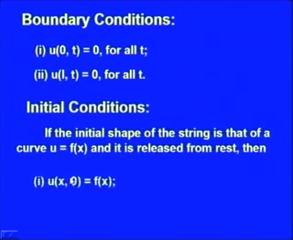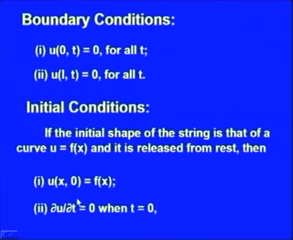The initial conditions are: if the initial shape of the string is that of a curve u equal to f x and it is released from rest, then we have u x 0 equal to f x and delta u over delta t equal to 0 when t equal to 0. Here we are assuming that the initial shape of the string is given by a curve, say u equal to f x, and it is released from rest. So, the velocity delta u over delta t is 0 at t equal to 0, and at t equal to 0, u x t is equal to f x.